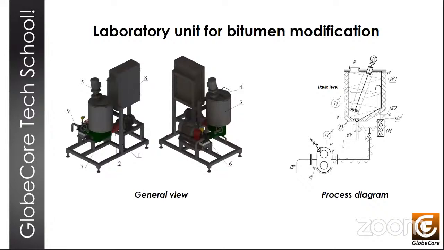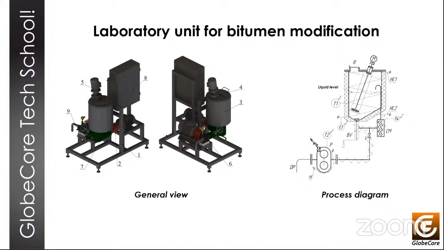Now, at Globe Core, we know that the big facilities are big, right? And they also involve big volumes of products and materials. So it's not always desirable. So we've got a laboratory unit for bitumen modification. And what it does is it allows you to experimentally determine the optimal formula, or maybe it's necessary to change the product on your large facility, a large production site. And this unit you can use to work out that formula.